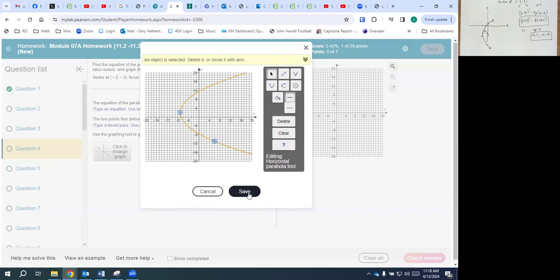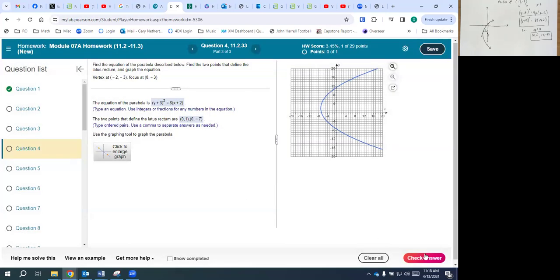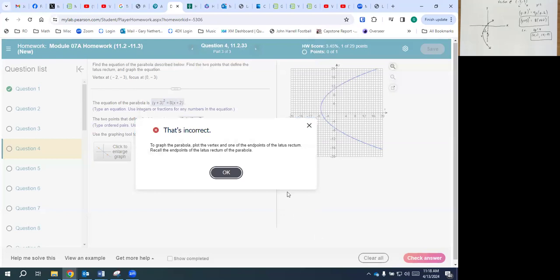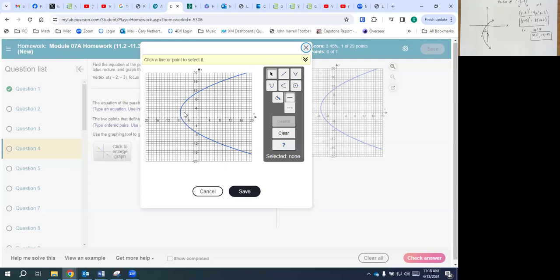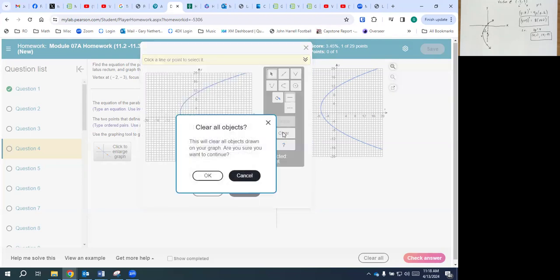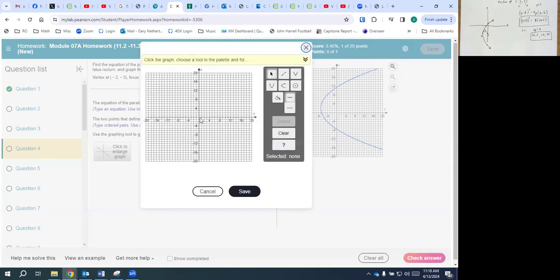And I'm going to save it. Obviously, this is not correct. And I check it, and it says that's incorrect. So you go back. Now what you do is you need to get rid of this original graph, and there's this button right here that says clear. So you hit that, clear all objects, yes, and then it gives you the chance to start again.